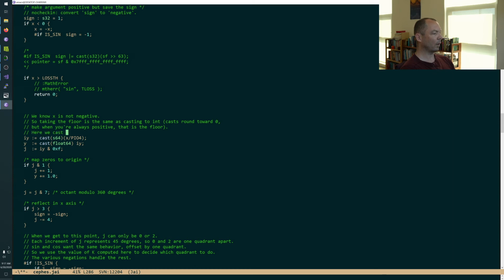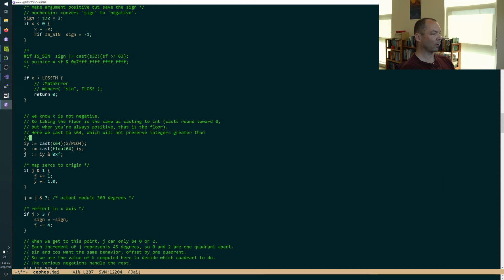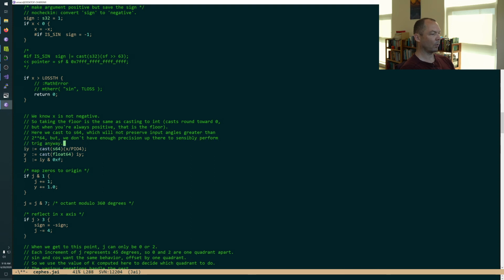So here we cast to S64, which will not preserve input angles greater than 2 to the 64, but we don't have enough precision up there to sensibly perform trig anyway.